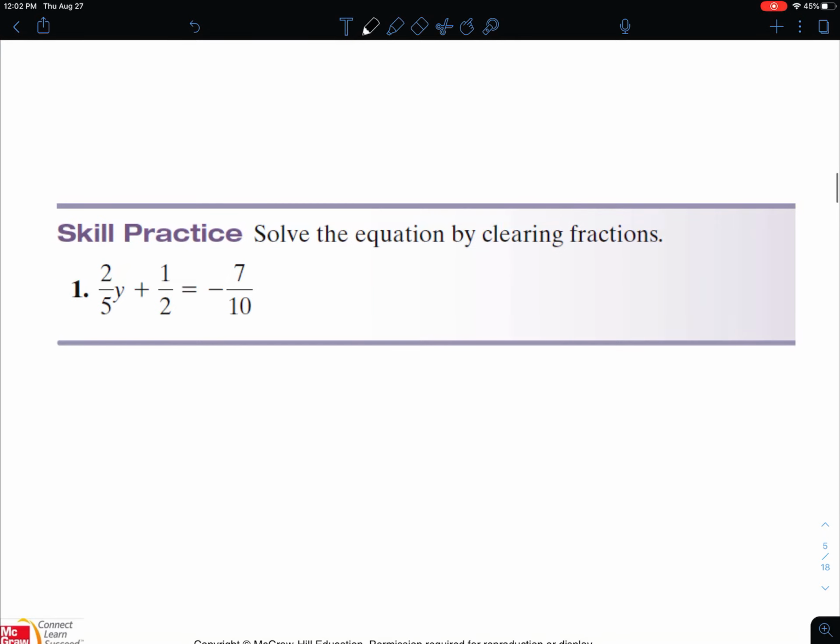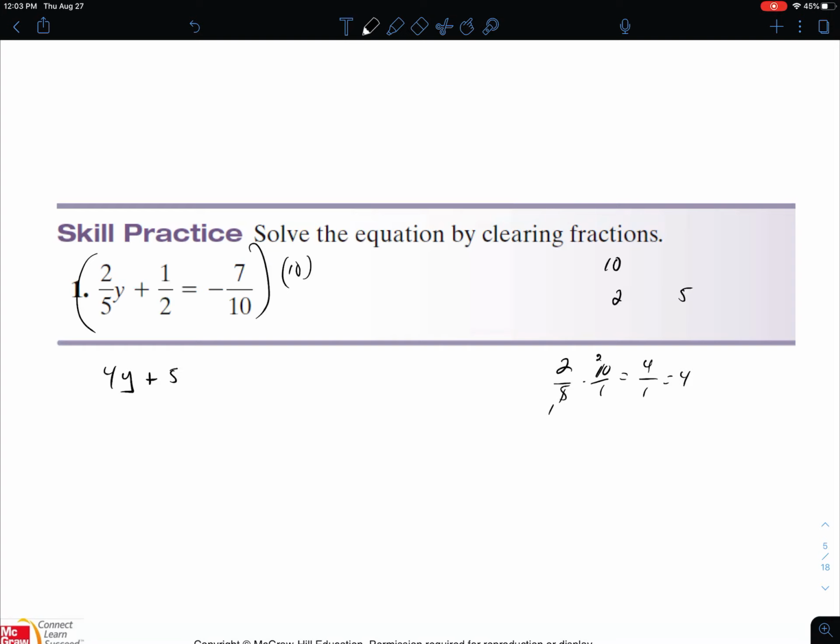And so here's the same thing, right? In this case, I know that 10 is a multiple of 2 and a multiple of 5. So I'm just going to multiply everything by 10. Sometimes it's that easy for you to do. So 2 over 5, 10 over 1, right? 5 into 5 is 1 time, into 10 is twice, 2 times 2 is 4. So it's going to be 4y.